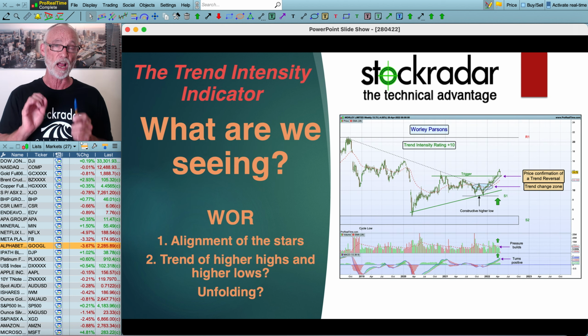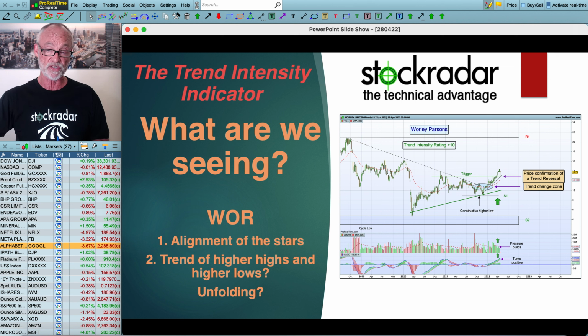Now, what are we seeing now? Well, I've talked about Worley over the last few weeks, and it's one that I've looked at quite strongly. It's given me a great signal. The trend intensity rating is +10. It's had a trend reversal background. It had an alignment of the stars down here. We had the price break. It's above the average, volume is expanding, and momentum is above zero. That is the alignment of the stars.